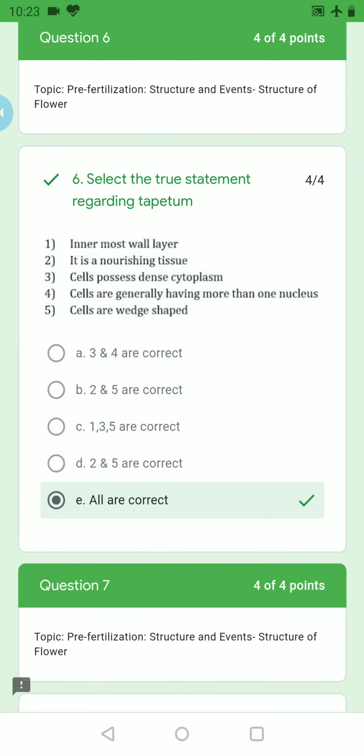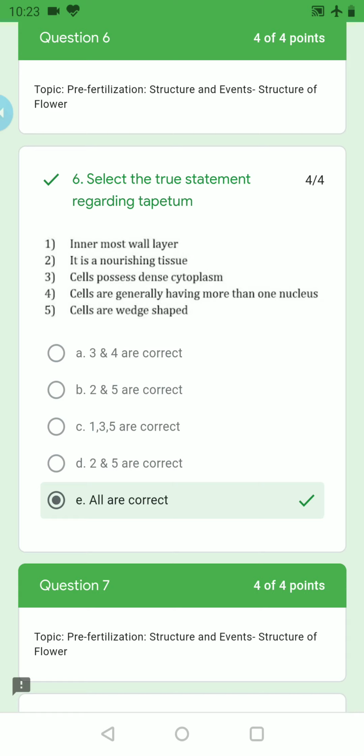Next question, the sixth one. Select the true statements regarding tapetum. While selecting these statements, we should select only the true ones, but regarding tapetum only. That means whatever statements they have given, we should identify them regarding only tapetum, not related to any other layer.